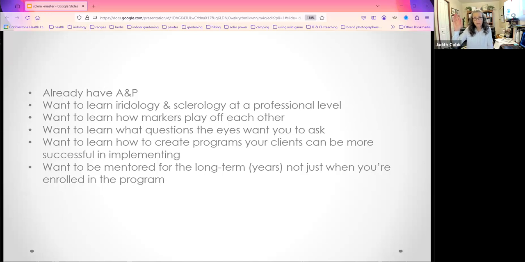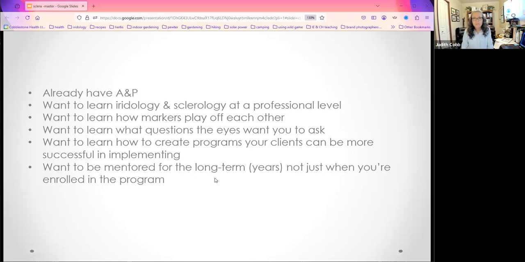We've all done programs, haven't we, where you do the course, and as soon as the course is done, the door slams shut and there's no more support. I've had students that have been certified as iridologists by other iridology teachers, and at the end of their course, when they went to their teacher and said, how do I work with this? The teacher said, oh, you'll figure that out. I don't do that. I don't throw my students under the bus.